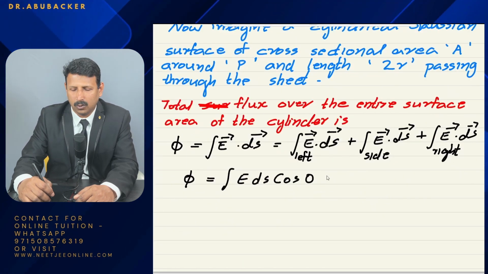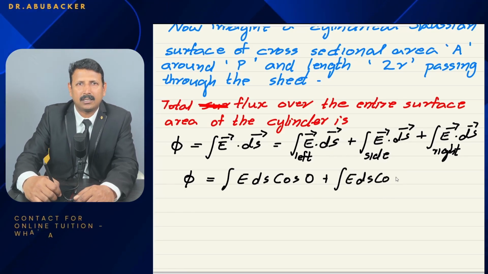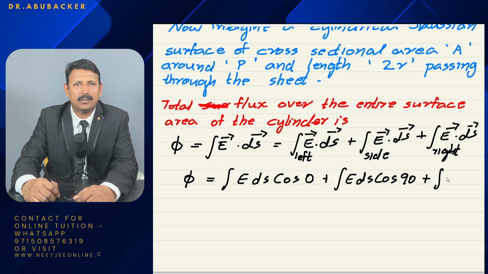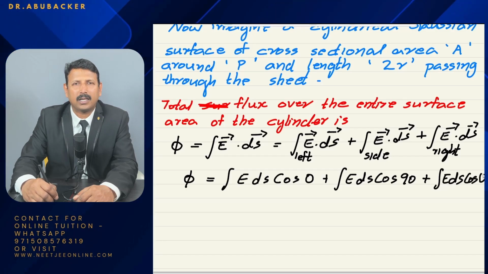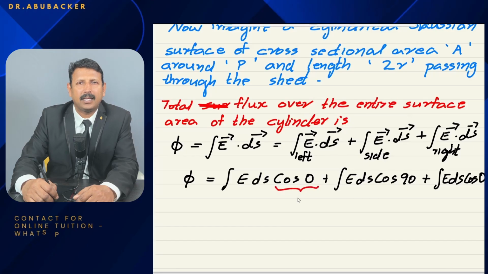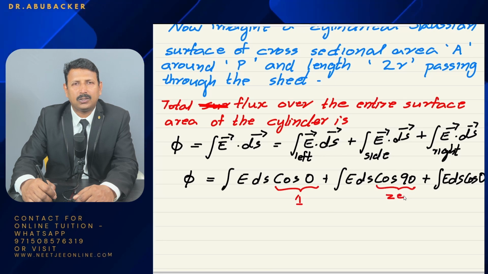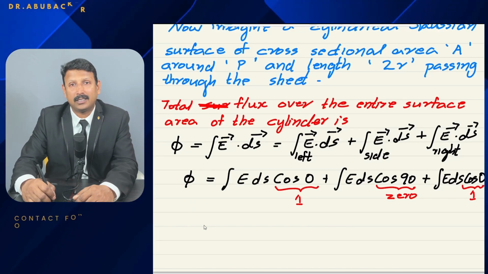So flux is equal to, for the left side first, the integral of E ds cos 0, since the angle between E and ds is 0, plus the middle portion, the integral of E ds cos 90. I explained already why it is 90. Then on the right side, again ds and E are in the same direction, so cos 0. The cos 0 value is 1, it exists. The cos 90 value is 0, it does not exist. Again the third one, cos 0 value is 1, it exists.